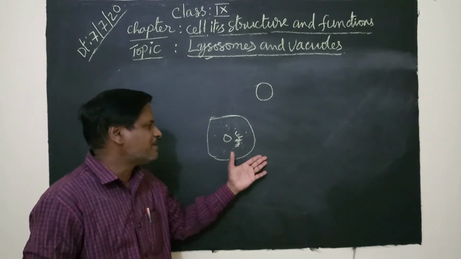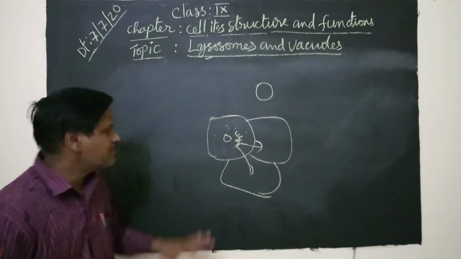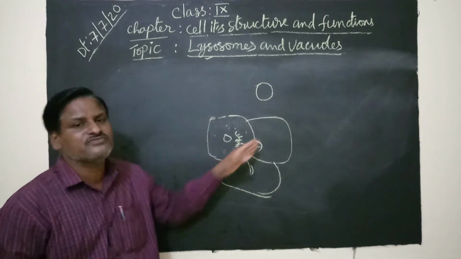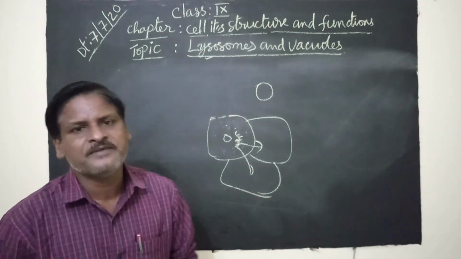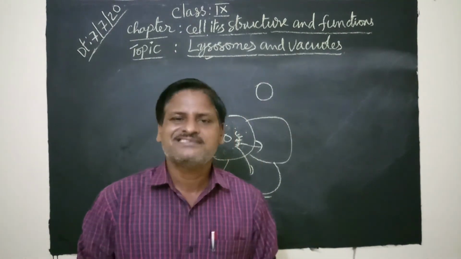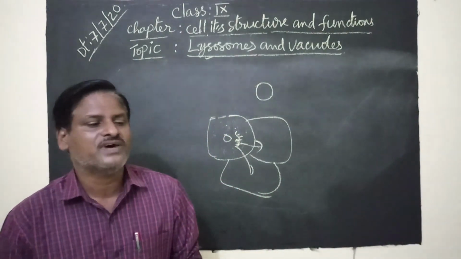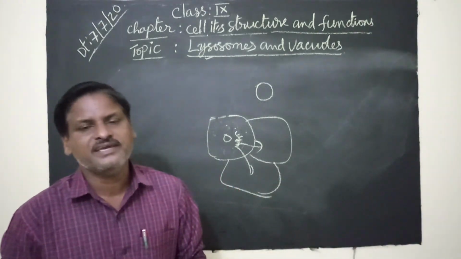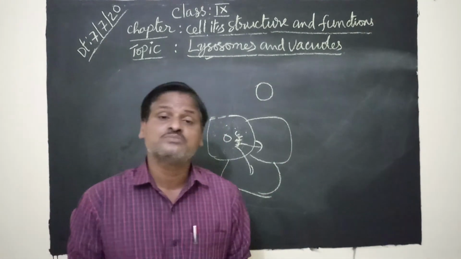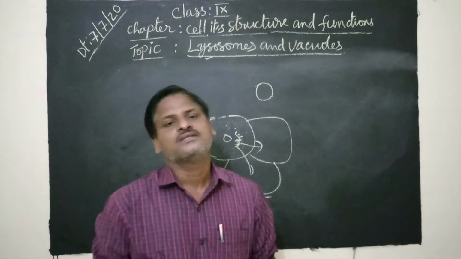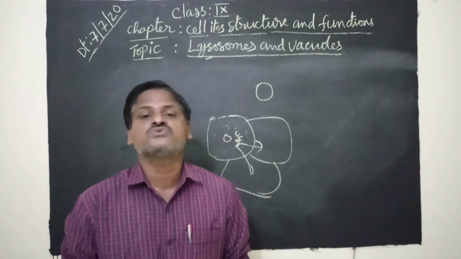That means they will not enter into another cell, that means the neighboring cells. Then only this cell will be destroyed, and the remaining cells will be saved. For that reason, the lysosomes release enzymes and destroy themselves. They destroy the whole cell under disease conditions, so the cell is destroyed right there. Since lysosomes are the cause of that, lysosomes are called suicidal bags of the cell. So this is about lysosomes. Very important, children: they are called suicidal bags of the cell.